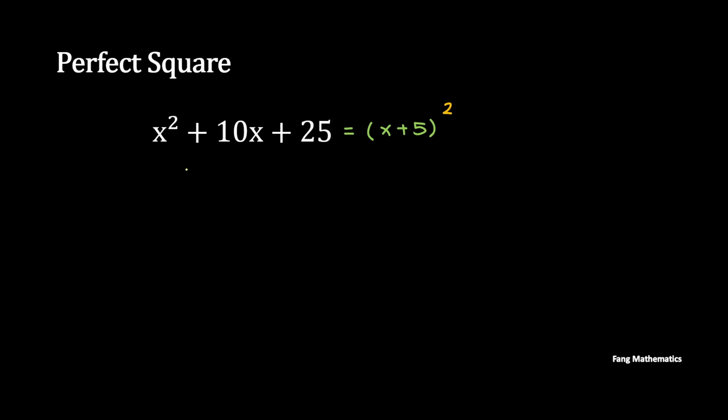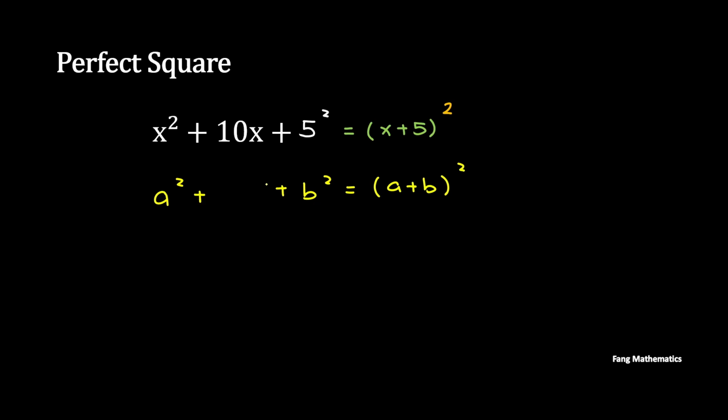We are to generalize this pattern before we do anything. If you are to refer to the 25 here, we are to convert this 25 in terms of the square number, that is 5 squared. And let's start. In place of x, I'm going to put a in general. So a squared plus, we leave the 10x first. And in place of 5, I'm going to put b. So b squared. And on the right, a plus b inside the parentheses squared.